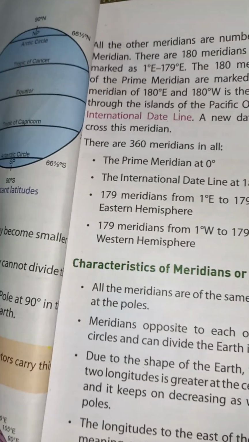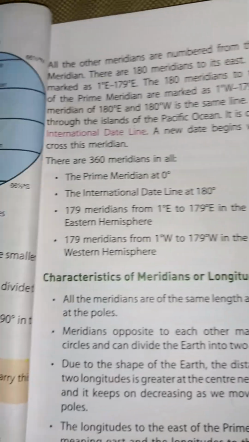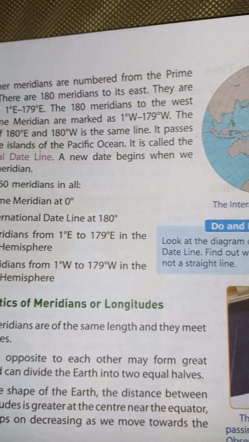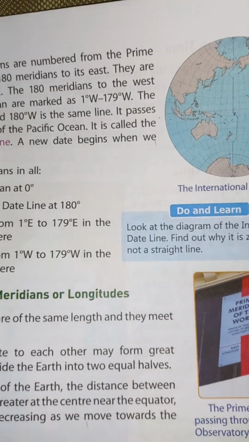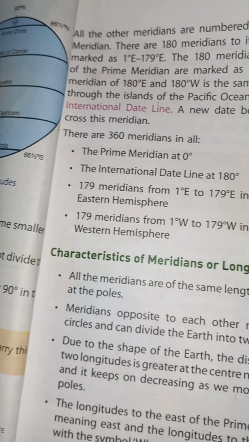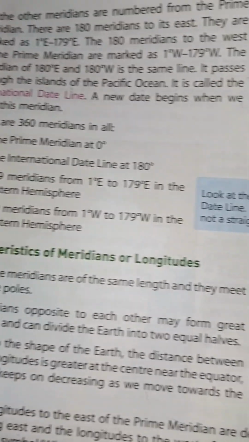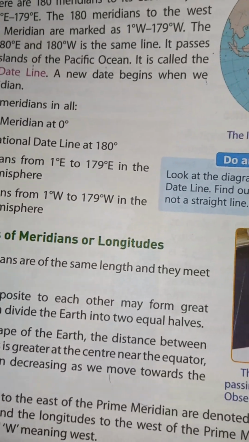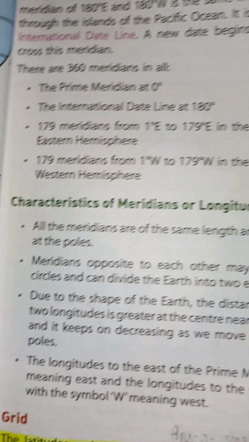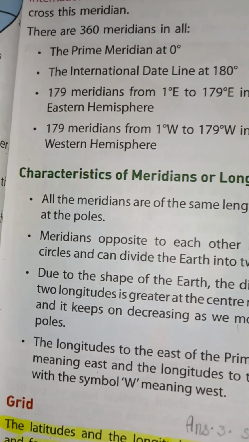The meridian of 180 degree east and 180 degree west is the same line. It passes through the islands of the Pacific Ocean. It is called the international date line. A new date begins when we cross the meridian. There are 360 meridians in all: the prime meridian at 0, the international date line at 180 degree, 179 meridians from 1 degree east to 179 degree east in the eastern hemisphere, and 179 meridians from 1 degree west to 179 degree west in the western hemisphere.